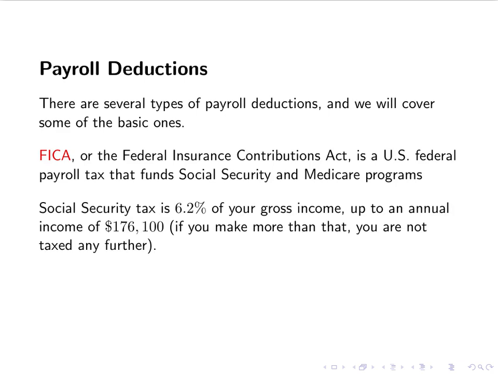So Social Security is 6.2% of your gross income, up to, as of 2025, an annual income of $176,100, which means if you make more than that, you're not taxed any further. Medicare is 1.45% of all of your gross income, so it doesn't matter how much you make, you're always going to get Medicare taken out.